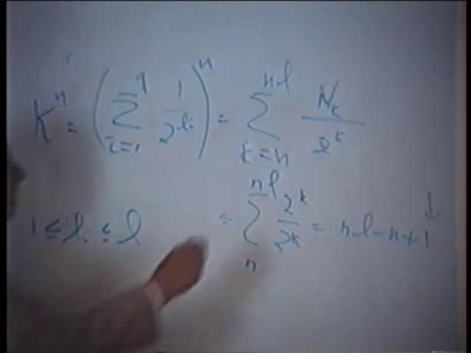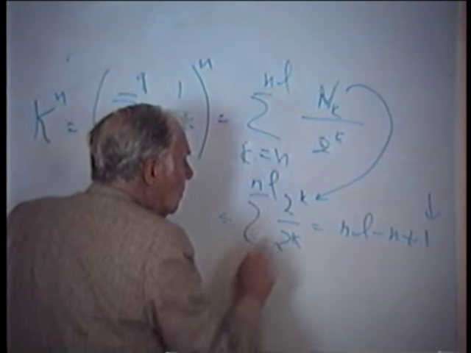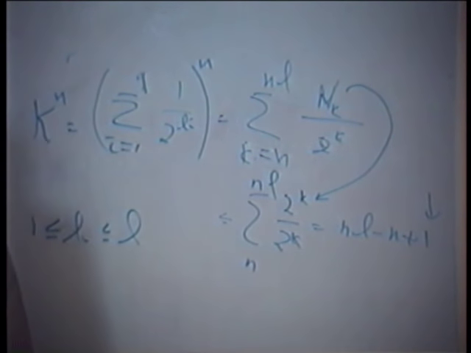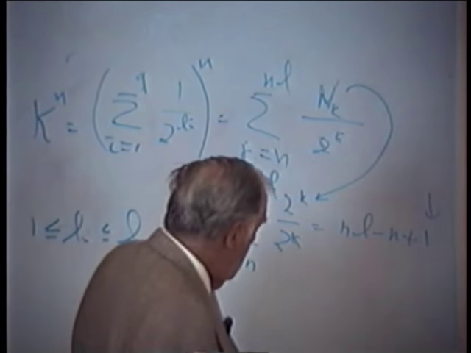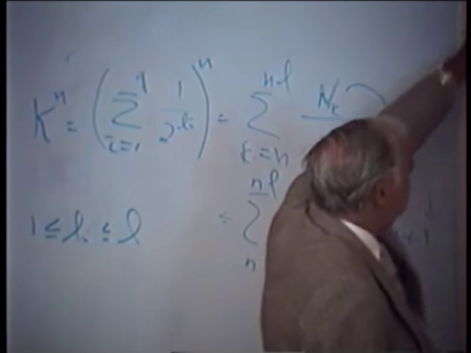Now, let's be careful. That does not assert that if I have a code which obeys the Kraft inequality, I will have unique decodability. No, it only says that there exists a code which will do the trick. So let me give you an example of how you do it.